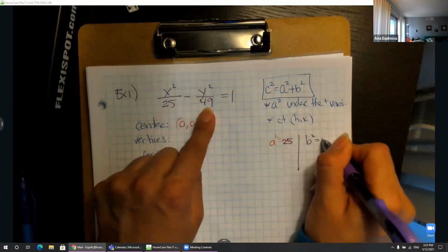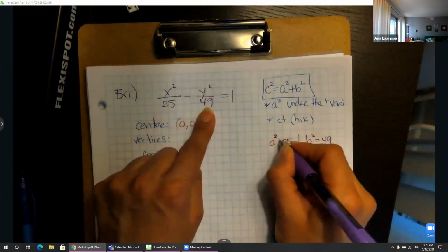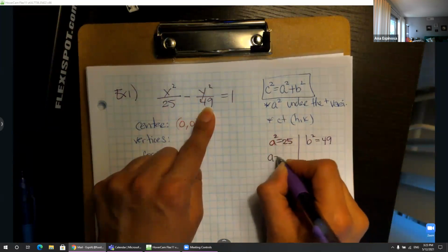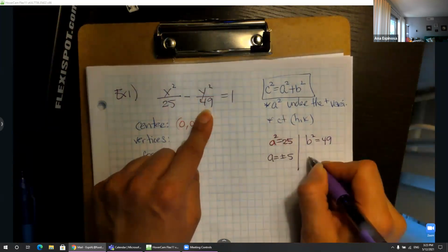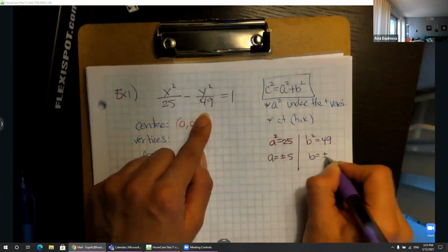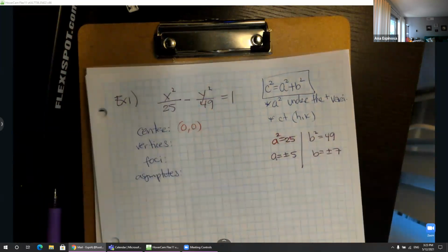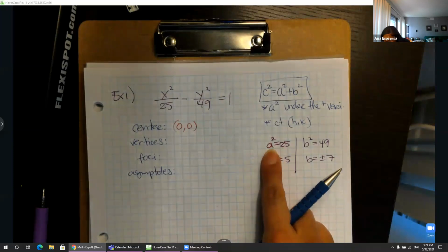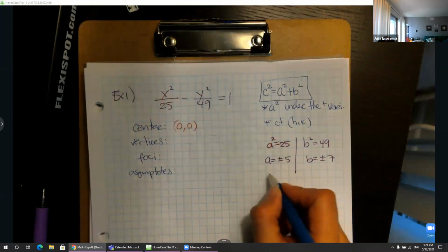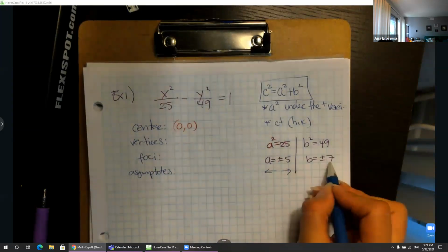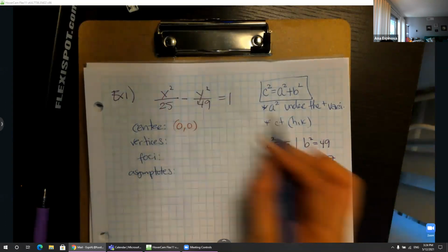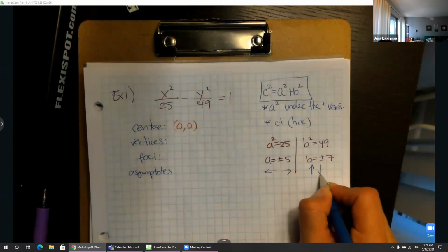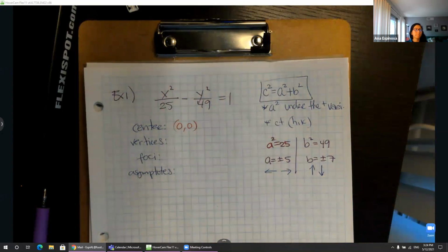B squared is then the other one. Okay. A is plus or minus 5. B is plus or minus 7. Same idea as the previous one. If the number 25 is the A and that's under the X, it's going to move left, right. If the B value, that number is underneath the Y, it's going to move up, down. Okay. From the center. Easy as that.